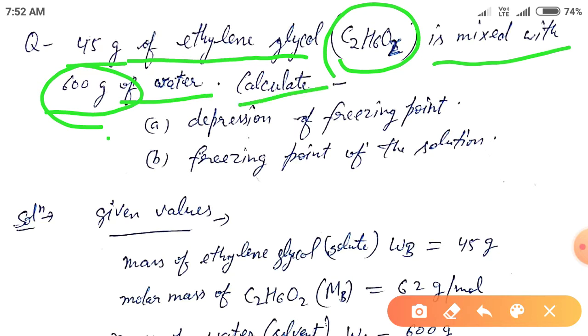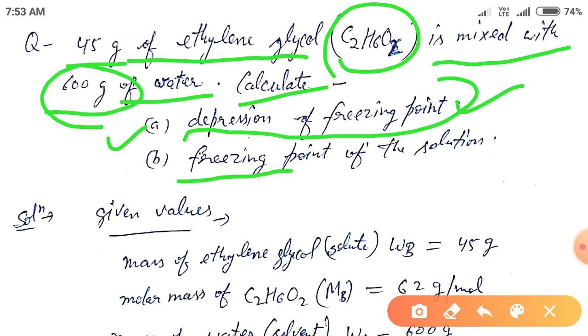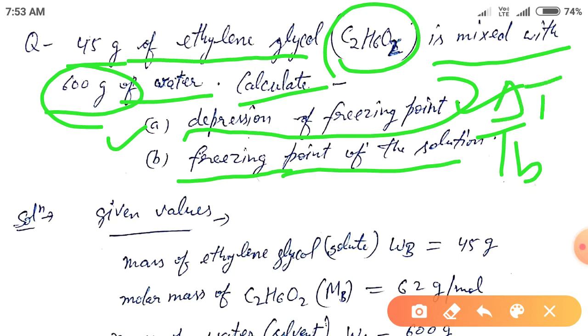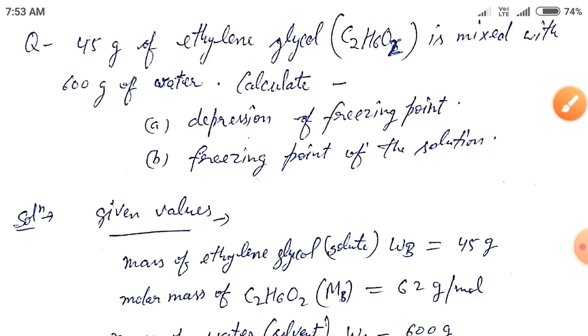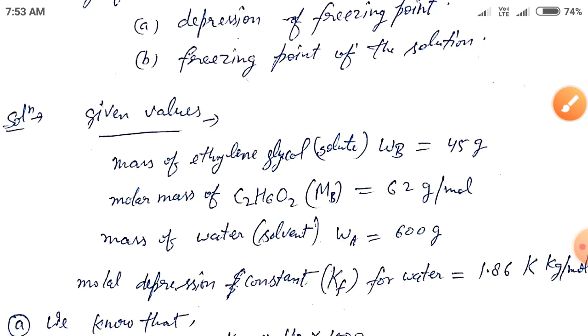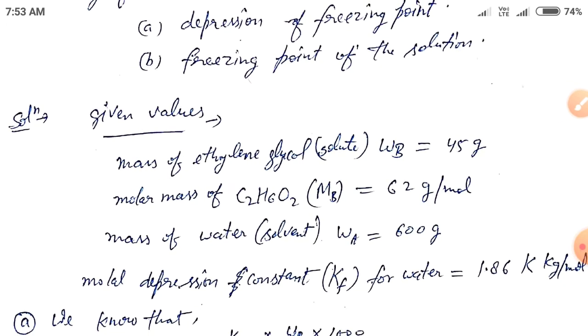Calculate, first, the depression of freezing point. Second, the freezing point of the solution. Freezing point of the solution means the TF, and depression of freezing point means the delta TF. Got it? Now first we write the given values in the question.